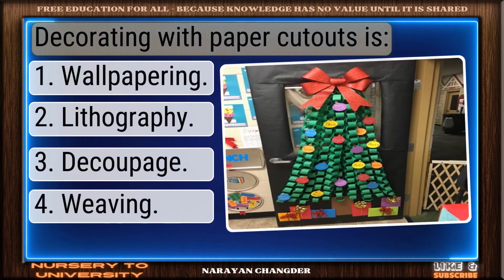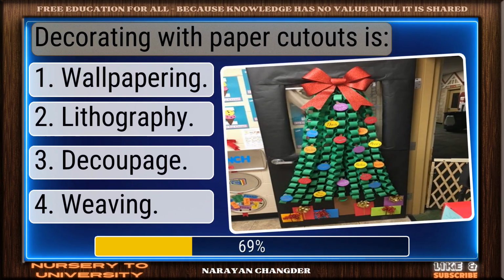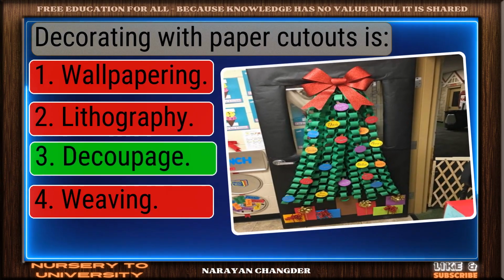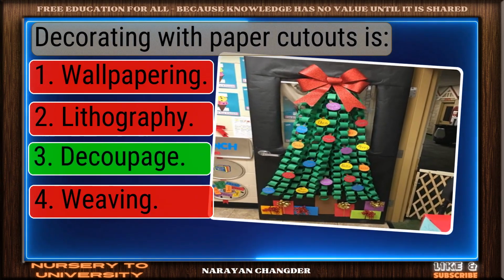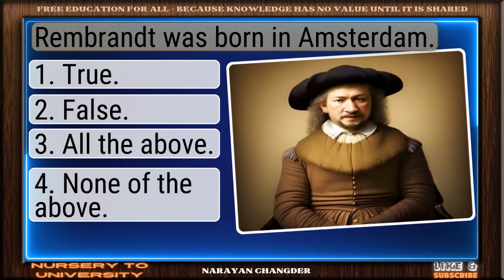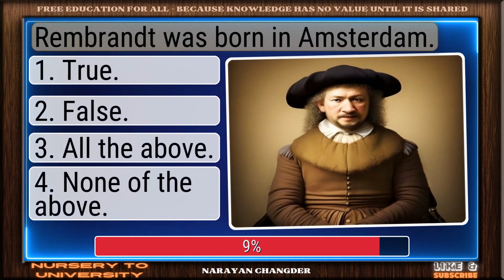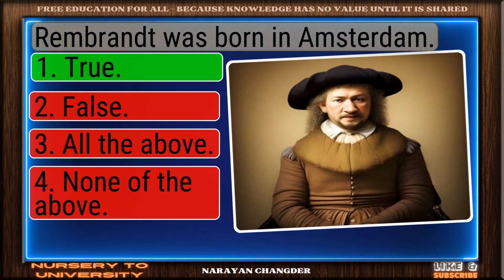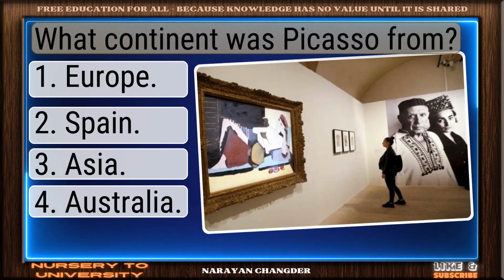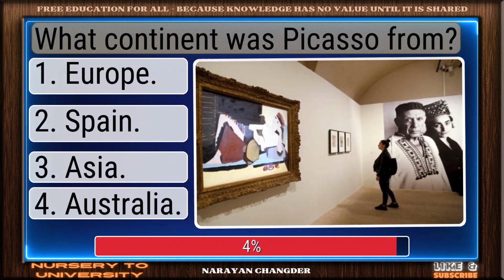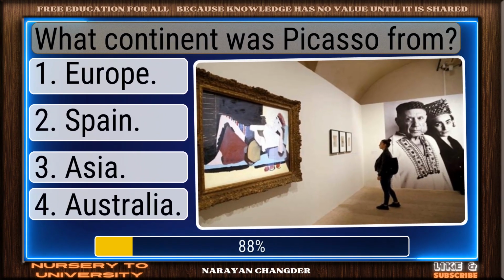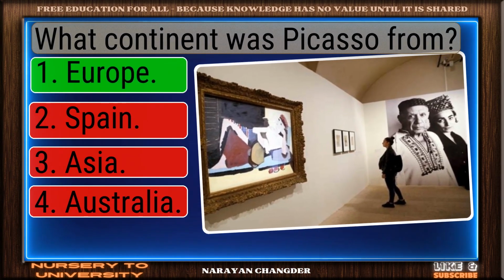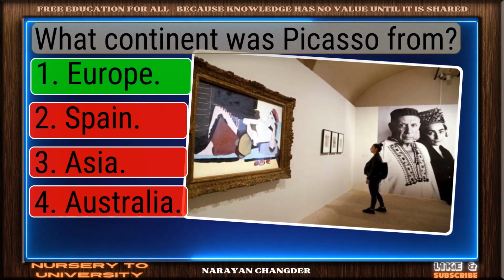Decorating with paper cutouts is. Perfect. Decoupage is the correct choice. Rembrandt was born in Amsterdam. You're right. True is the correct answer. What continent was Picasso from? Well reasoned. Europe is the correct choice.